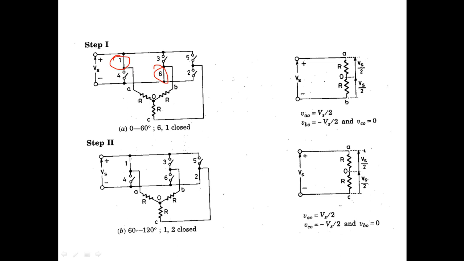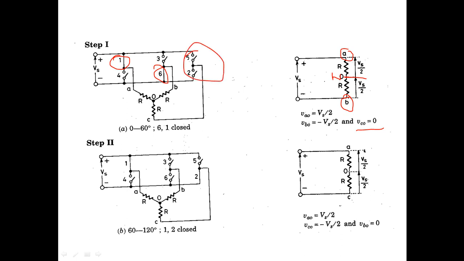So 1 is connected to positive and 6 is connected to negative, that is, A phase is connected to positive and B phase is connected to negative. So it will be the neutral. With respect to the neutral, VA0 will be equal to Vs by 2. Since 2 devices are conducting, it will be half of the voltage, where Vs is the input voltage. So VA0 will be Vs by 2, and VB0 will be minus Vs by 2. VC0 will be 0 since no devices are conducting from C phase.